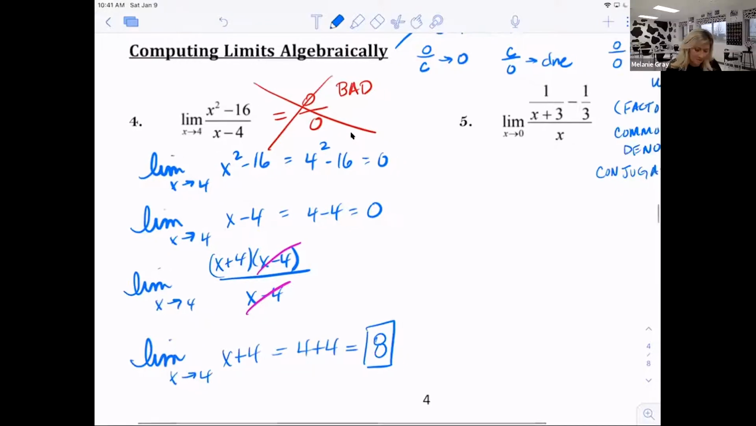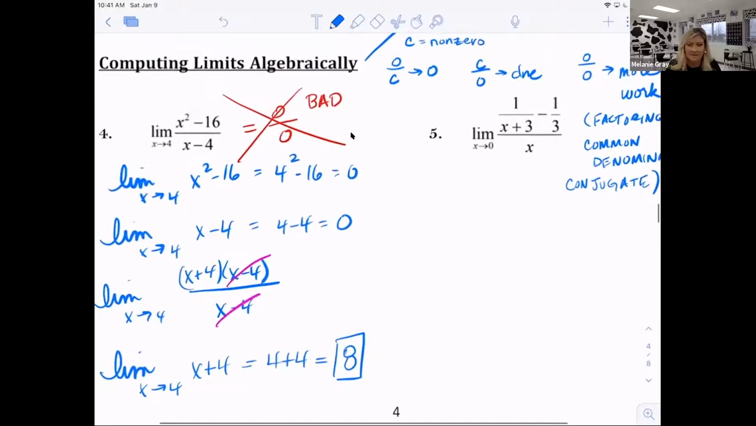All right, and then I'm going to skip number 5 for now. This is another one I'll just briefly talk about, just because I don't want to run out of time. If you put 0 in for x here in number 5, you'll see that you do again get 0 over 0. And this is one that you can do with a common denominator. So you can get a common denominator in the numerator and work through that problem. If we have time today, I'll come back and work this one for you, but I want to make sure I give you at least one example of each of the topics.